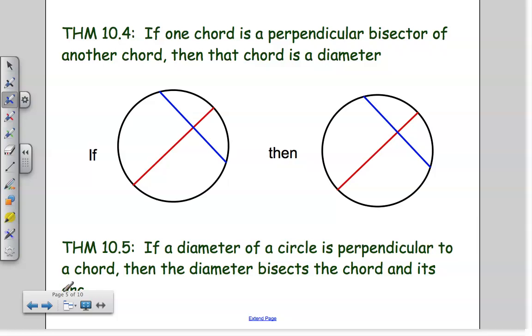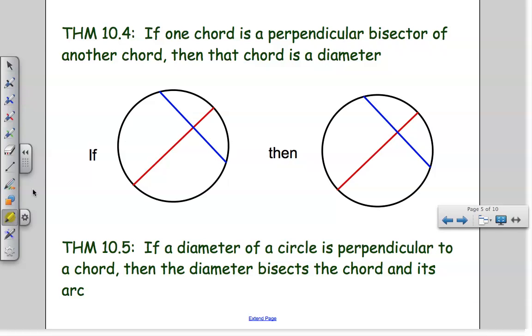New theorems here. This first theorem says if one chord is a perpendicular bisector of another chord, then that chord is a diameter. So I have this if-then here, and I want to mark what is given. If one chord is a perpendicular bisector of another chord, so I have a red and blue chord. One is a perpendicular, which means they meet at a right angle, bisector. Well, the blue one looks like it might be bisected, so then I would put these congruent marks.